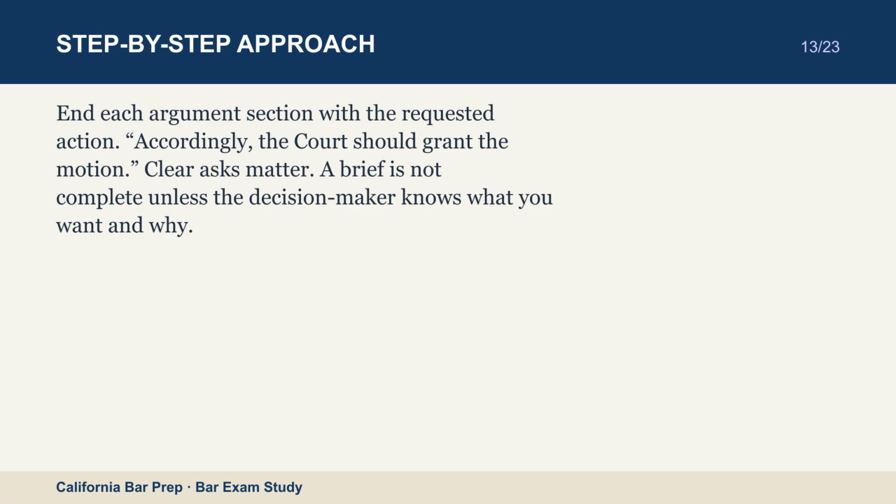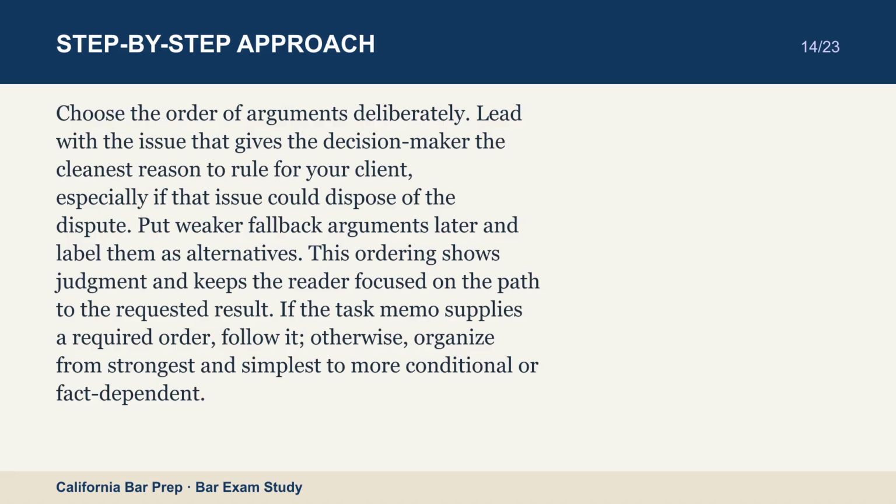Choose the order of arguments deliberately. Lead with the issue that gives the decision-maker the cleanest reason to rule for your client, especially if that issue could dispose of the dispute. Put weaker fallback arguments later and label them as alternatives. This ordering shows judgment and keeps the reader focused on the path to the requested result. If the task memo supplies a required order, follow it. Otherwise, organize from strongest and simplest to more conditional or fact-dependent.